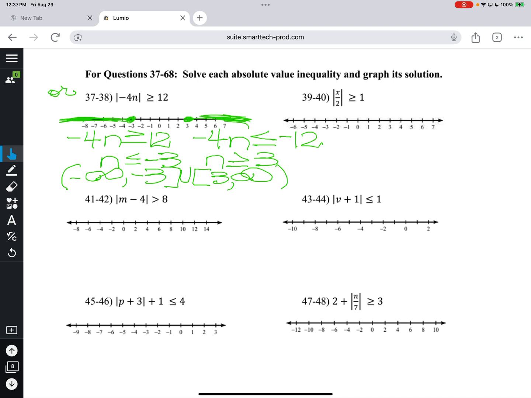All right, 41, 42. You work it. Is it isolated? Yes. So see what you can do.